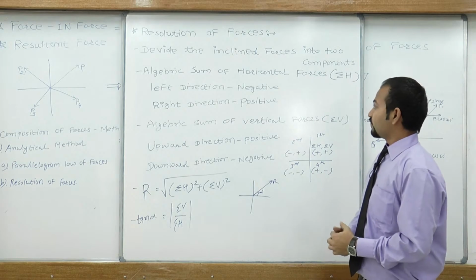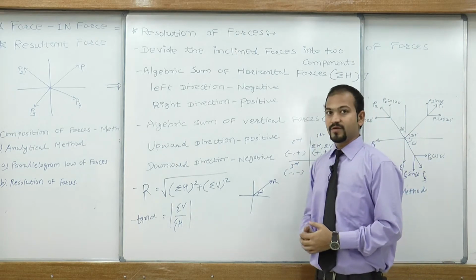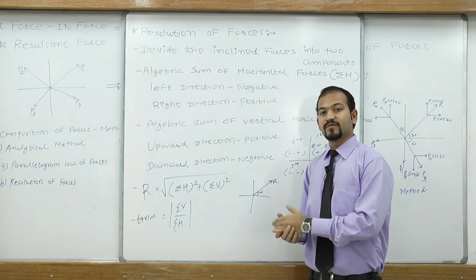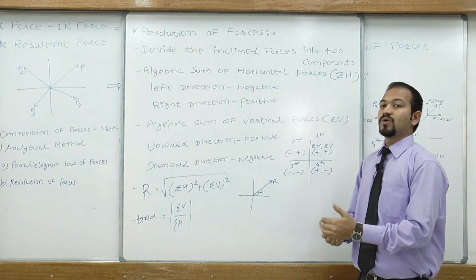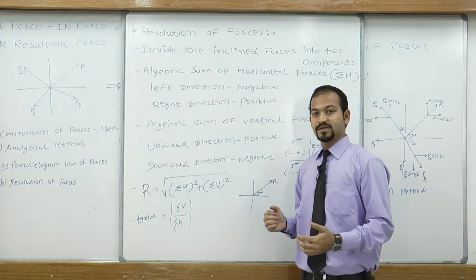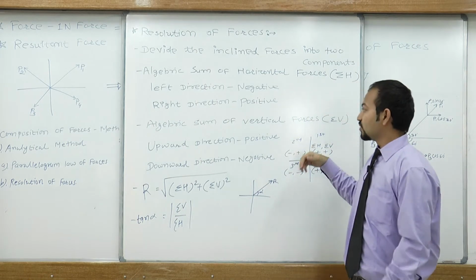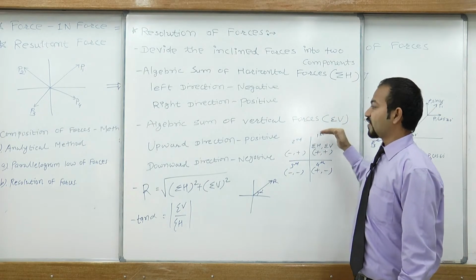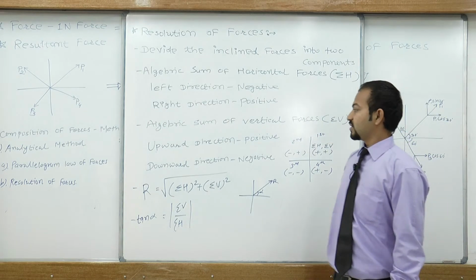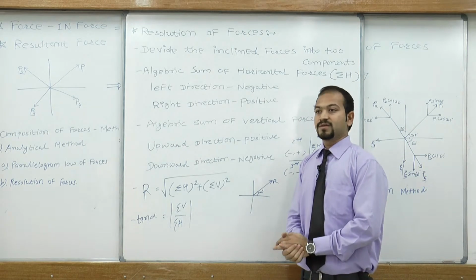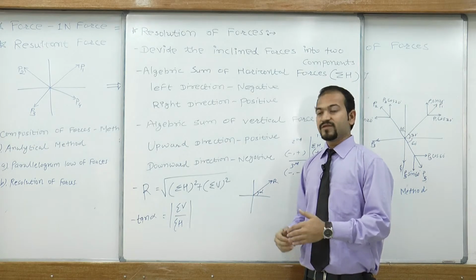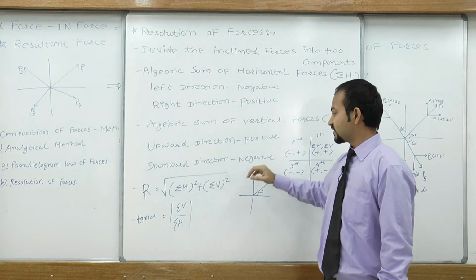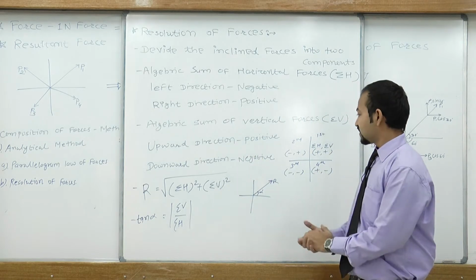The second step is the algebraic sum of horizontal forces, sigma H, in which forces acting in the left direction we consider negative, and forces acting in the right direction we consider positive. Then we find sigma V, in which we consider only vertical forces: forces acting in the upward direction we consider positive, and forces acting in the downward direction we consider negative.